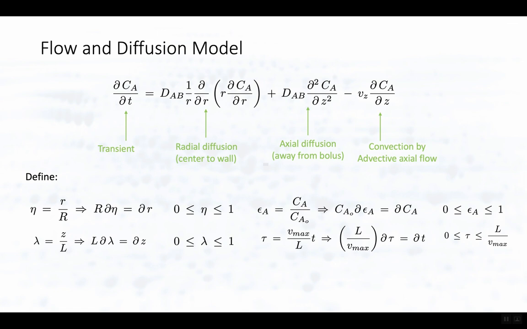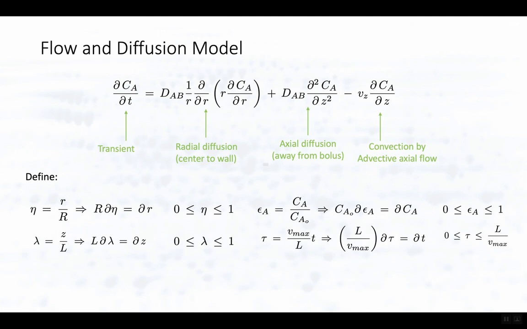So if we define dimensionless numbers, we'll define eta as the dimensionless radius. If you think about the radius starting from 0 at the center of the pipe and moving out to capital R at the wall, eta will vary between 0 and 1. If we define lambda as the distance down the pipe from the starting position of the bolus down to the end of the pipe L, z equals 0 at the starting position, and it equals L at the end of the pipe, or the end of our experiment, and that means lambda goes from 0 to 1.